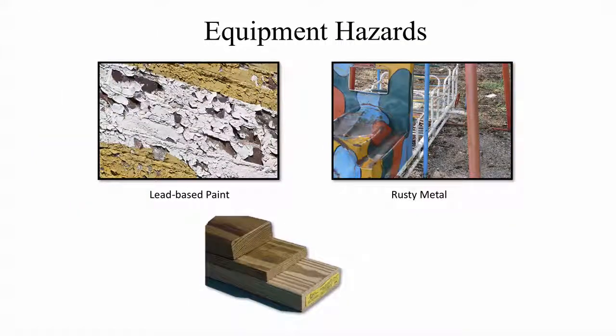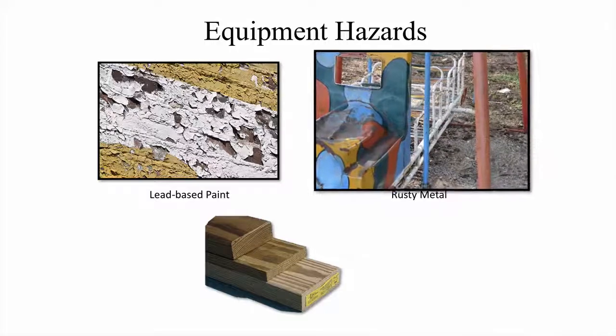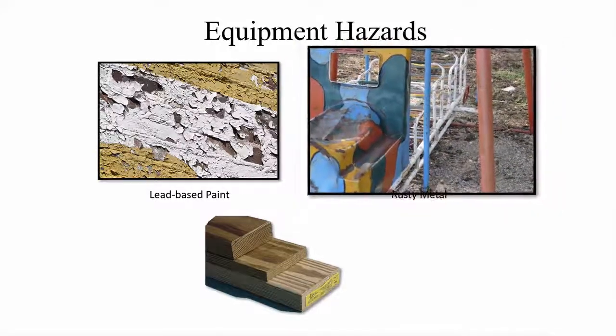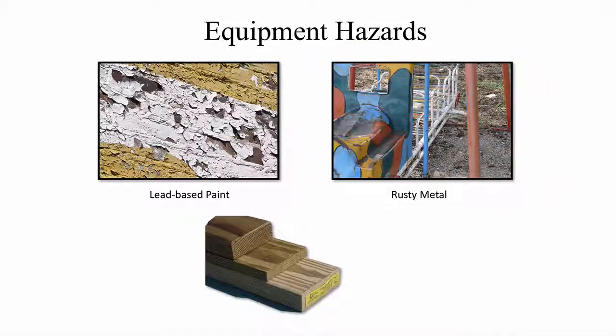If equipment is not manufactured, there are some other hazards that you need to be aware of. Metal. A major concern for playground equipment is corrosion. Metal should be painted or galvanized to prevent rust. Any older equipment that is showing signs of chipping, paint, or rusting needs to be repainted immediately.